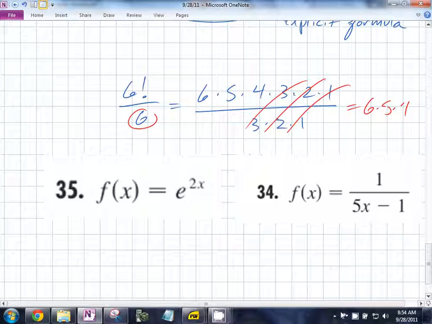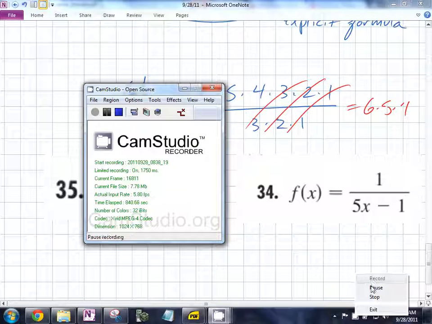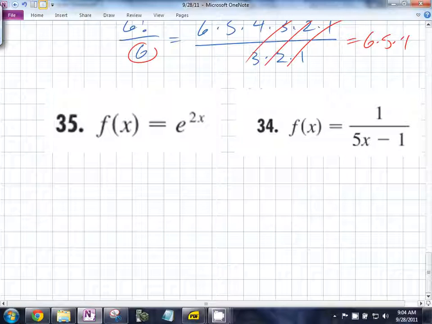2 to the n times what? Times e to the 2x. Every time you take the derivative, what's going to happen? You're just going to drop a 2 down. Just going to keep on dropping a 2, keep on dropping a 2. Boom. What about this one right here?